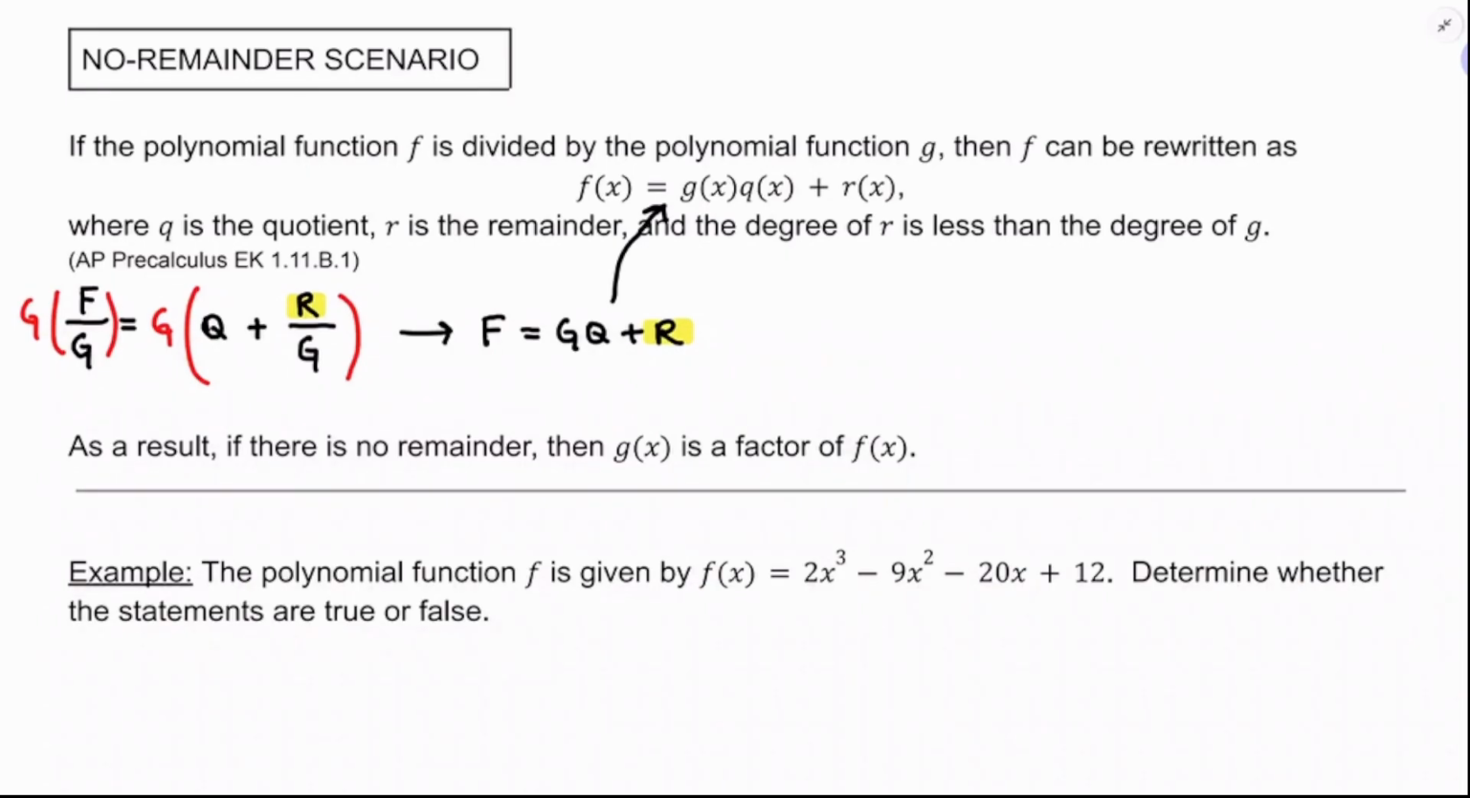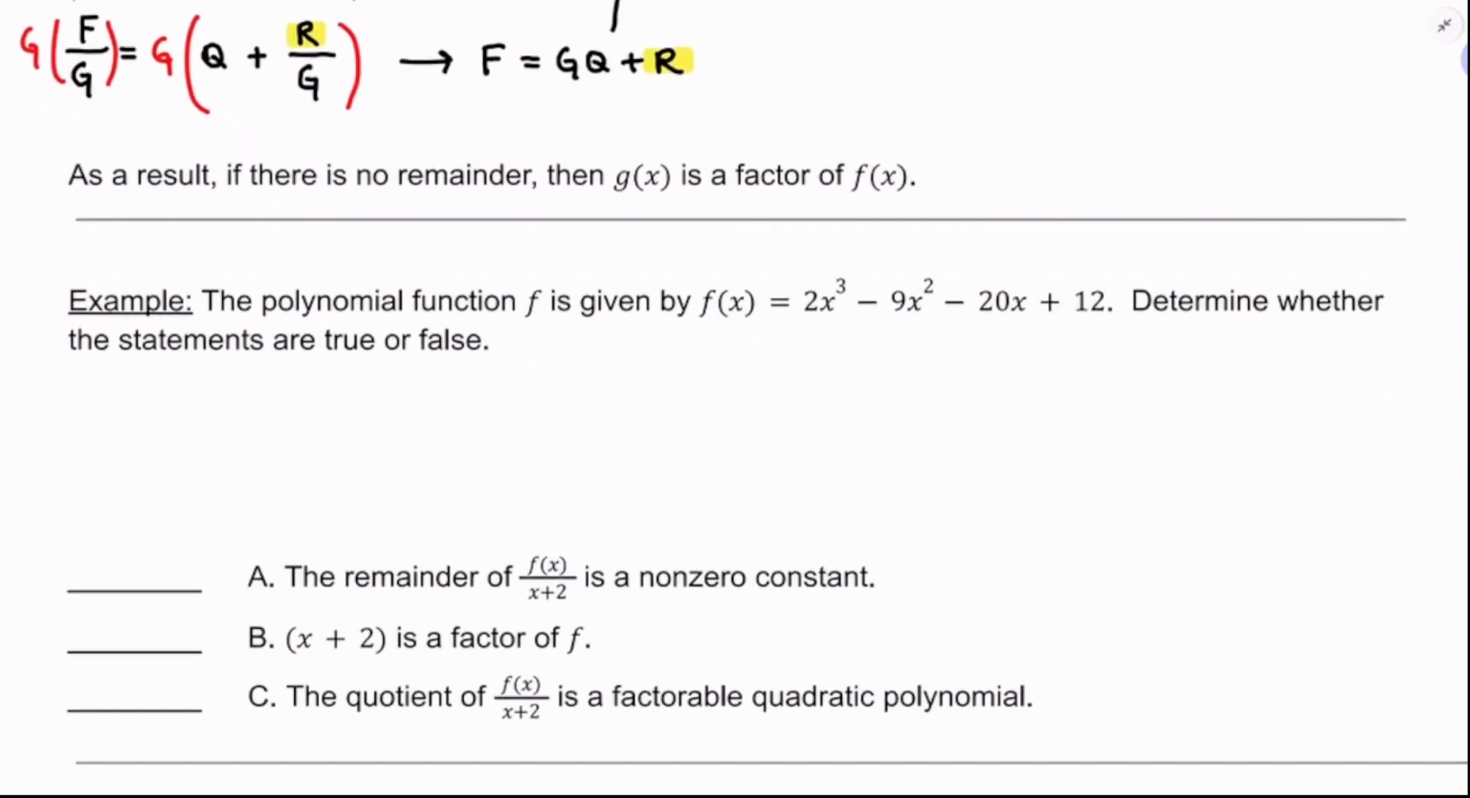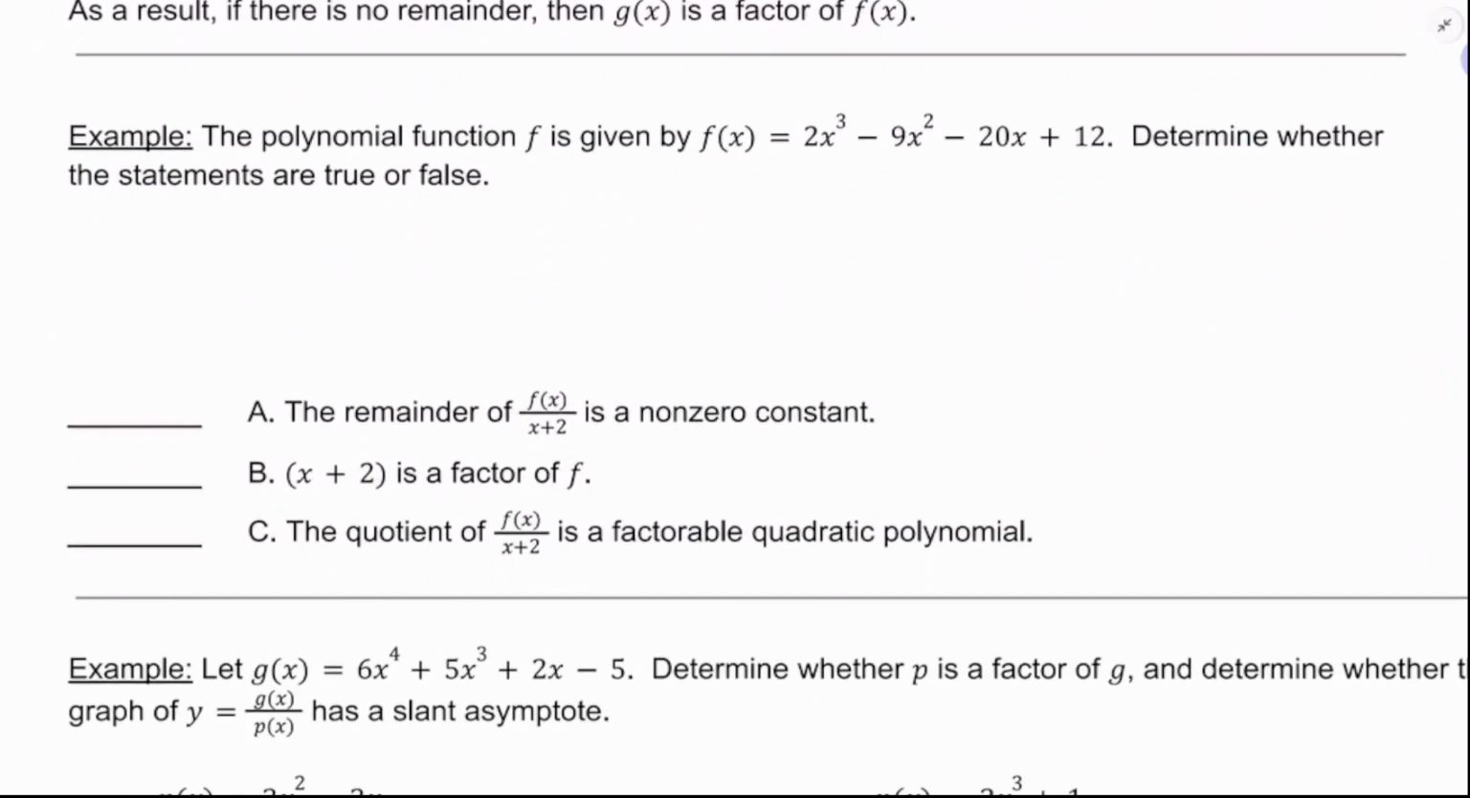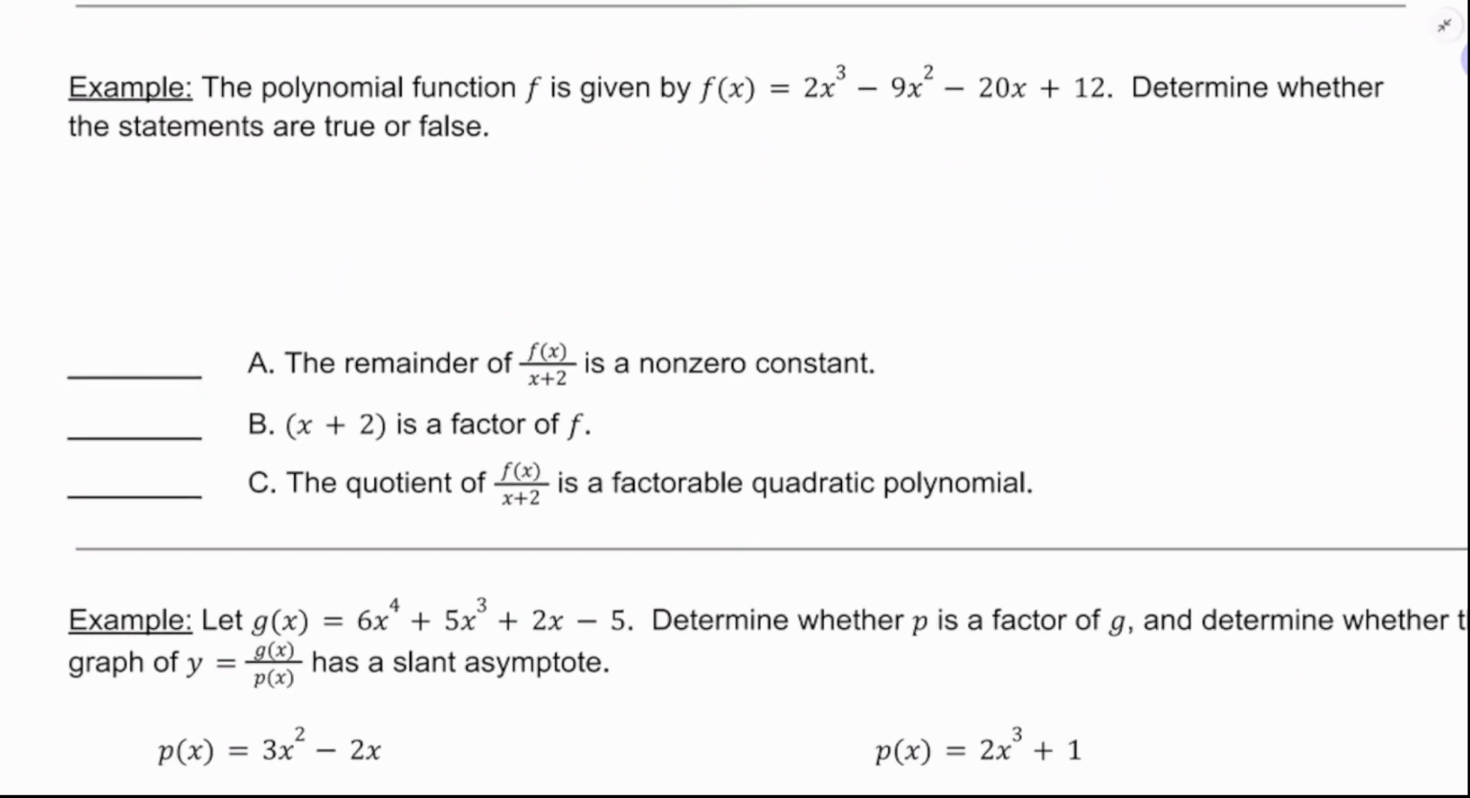Okay, so this is just another way of looking at polynomial long division, but we do need to understand the connection between the no remainder scenario and being a factor. All right, so the polynomial function f here is given by 2x to the 3 minus 9x to the 2 minus 20x plus 12.